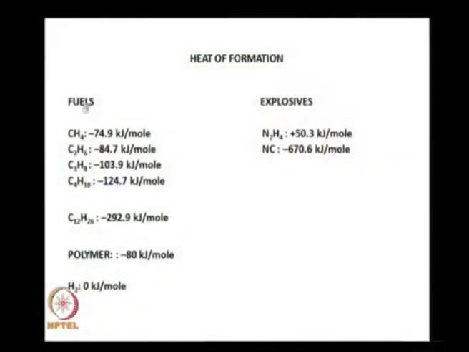What I have shown here is for fuel, say methane minus 75, ethane minus 85, propane minus 104, butane. See, it keeps on increasing, and till we come to kerosene, it has increased and it is a negative quantity, that means increasingly negative quantities. If I have a polymer, what is a polymer?